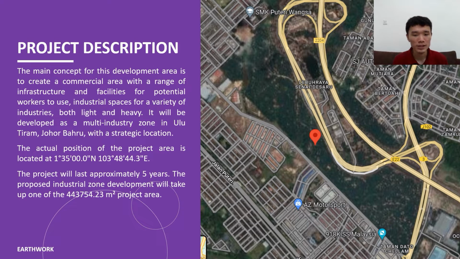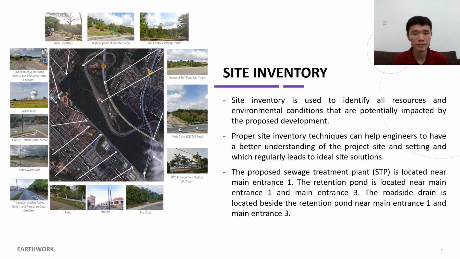The proposed industrial zone development will occupy one of the 443,554.23 m² project areas. The site inventory is used to identify all resources and environmental conditions that may be affected by the proposed development. Proper site inventory techniques can help engineers better understand the project site and environment, and often yield ideal site solutions. The proposed sewage treatment plant (STP) is located near main entrance 1.